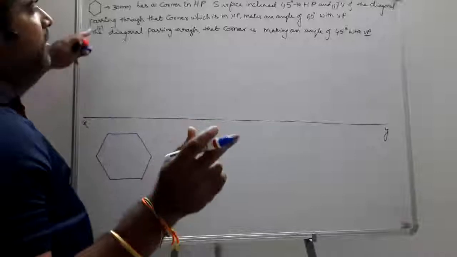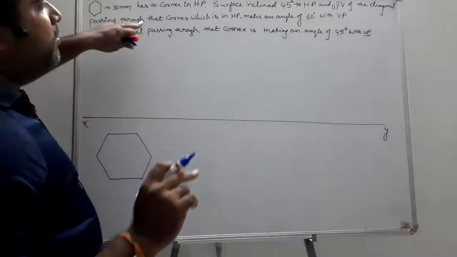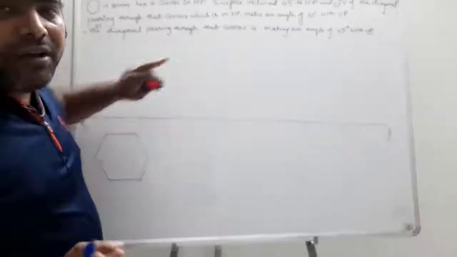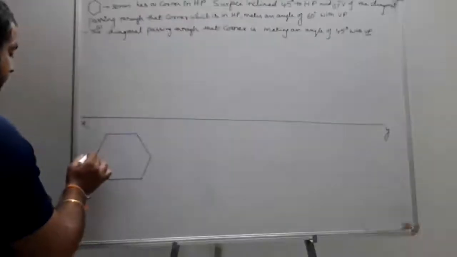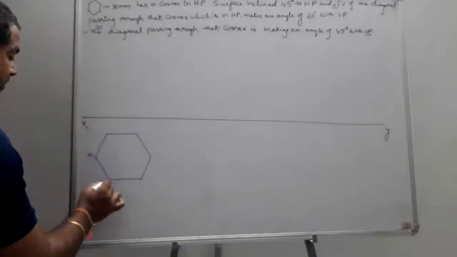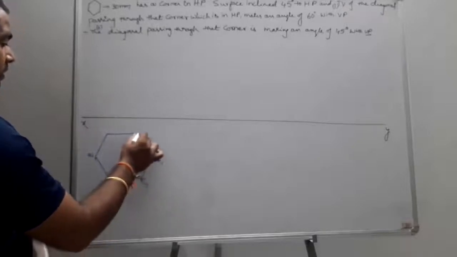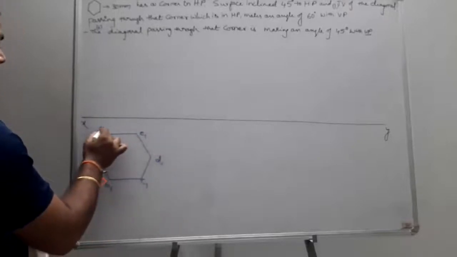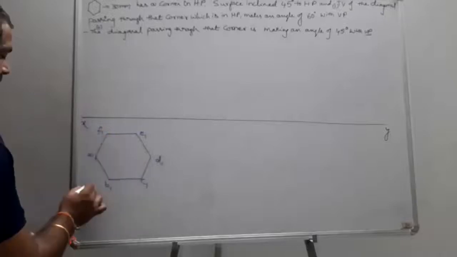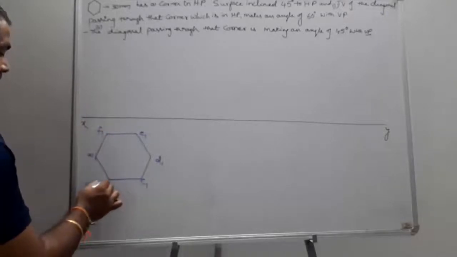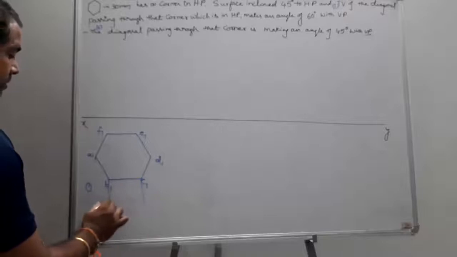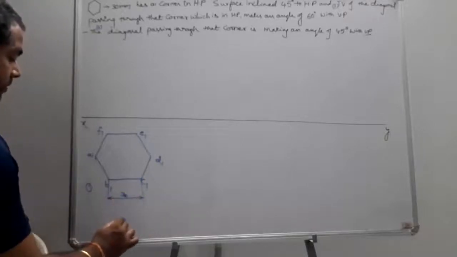The problem doesn't give any name, so let us take A as the corner, and A is the diagonal like this. I just take any of it. So let us consider A1, B1, C1, D1, E1, and F1. So this was step 1, given the side is 30. This was stage 1.